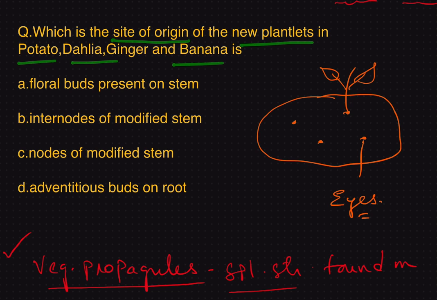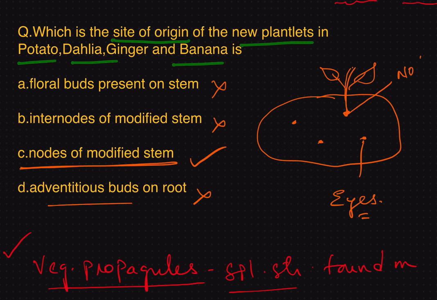Is it a floral bud present on the stem? No. Is it the internode of the modified stem? No. Is it the nodes of the modified stem? Yes. Adventitious buds on the root? No. So, we should know that the location from where the new plantlet is arising is nothing but the node of the modified stem. Only from these nodes can new plantlets be produced, right.